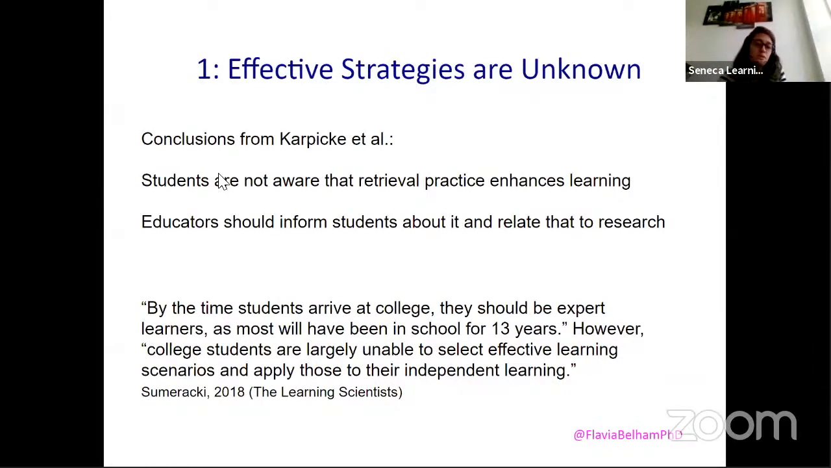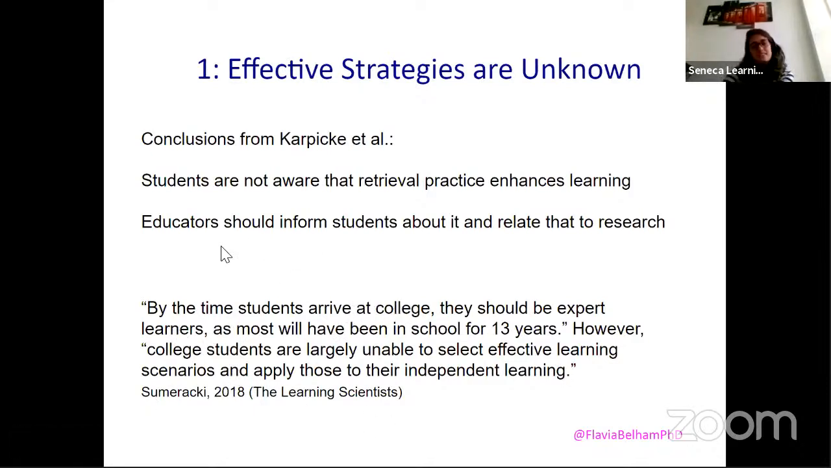And then this is a quote that I find very interesting from one of the learning scientists, which is one of the blogs that I mentioned before. She said that by the time students arrive at college, they should be expert learners, as most will have been in school for 13 years. However, college students are largely unable to select effective learning strategies and apply those to their independent learning. She's American, so college here means university.